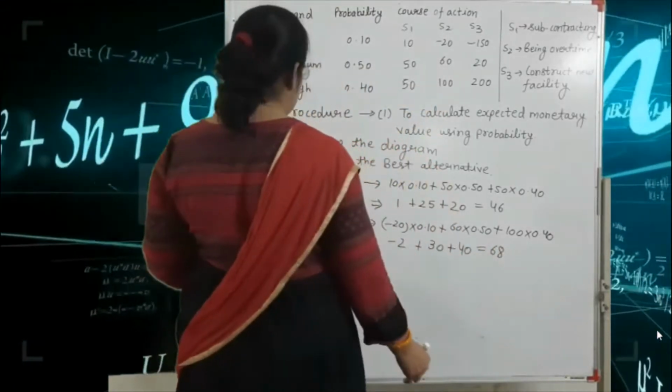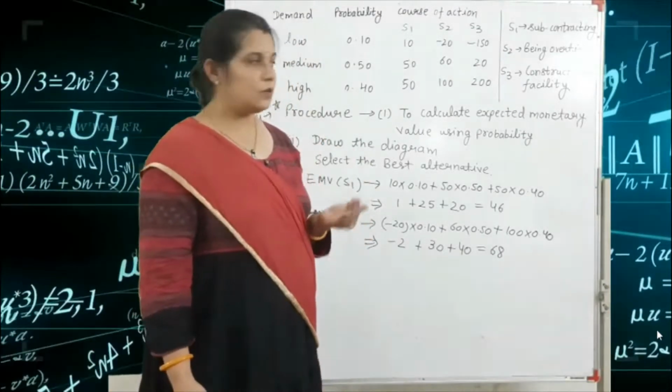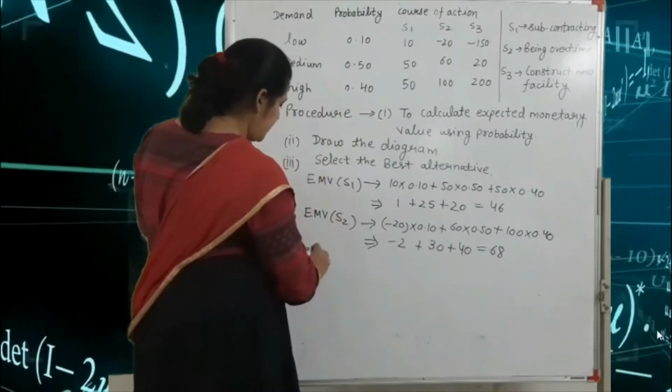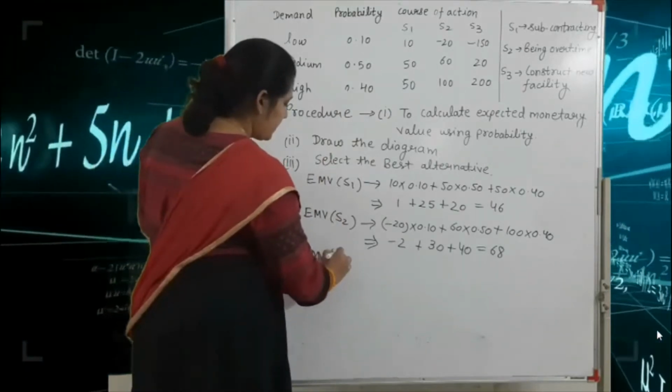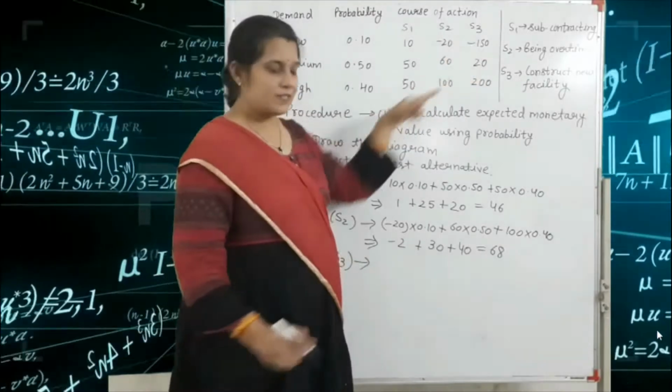The second value is 68. The third one is the expected monetary value for the S3 alternative. So we write EMV of S3. The first value is minus 150.